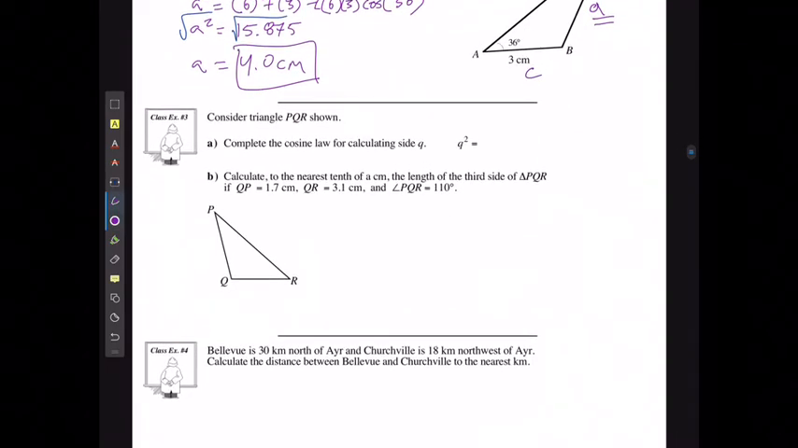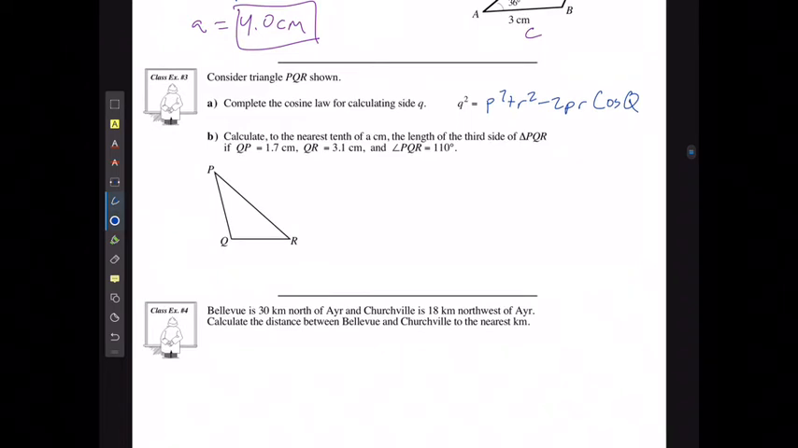If I have a triangle PQR, complete the cosine law for calculating side Q. Well, if I have PQR, Q squared is going to equal P squared plus R squared minus 2 times P times R times cos of angle Q. So, if it wants us to calculate to the nearest tenth of a centimeter the length of the third side of PQR if Q to P is 1.7 centimeters, Q to R is 3.1 centimeters, and the angle at Q is 110 degrees, it wants us to solve for side length Q.